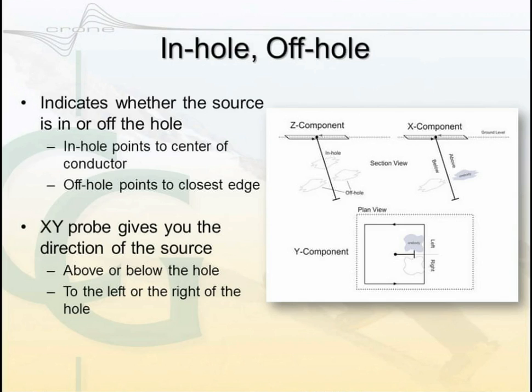You won't know exactly in which direction it is, but you'll know that you do have something off the hole there. So the XY data that you do afterwards ends up giving you the direction. The X will let you know whether it's above or below the hole, and your Y will tell you left or right. All this information together will be able to pinpoint the sources.